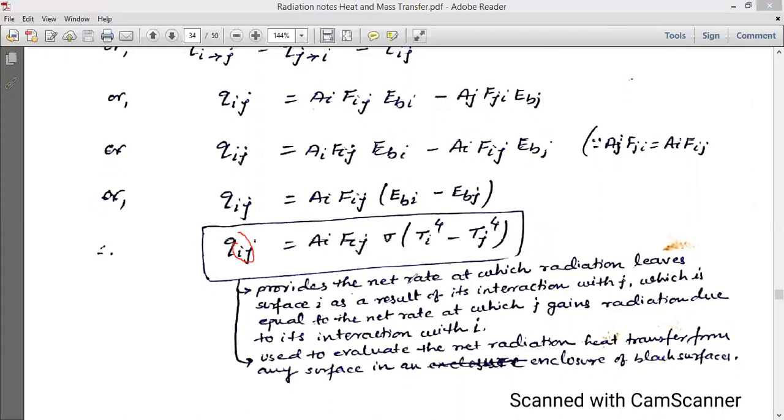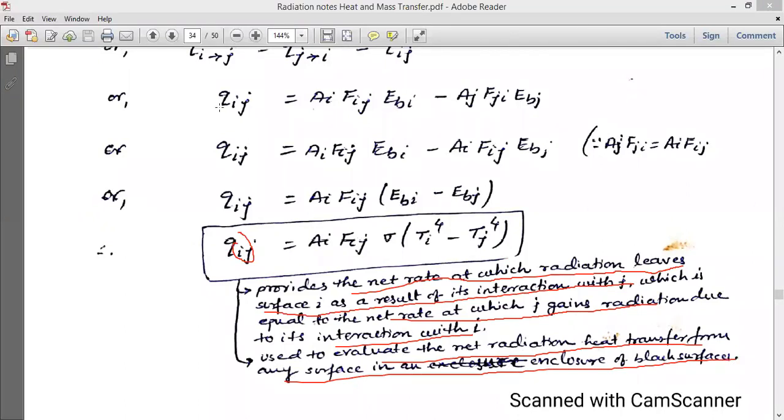That means it provides the net rate at which radiation leaves the surface I as a result of its interaction with J. जब surface I surface J के साथ interact होता है उस समय का net rate देता है. Similarly, that must be equal to the rate at which J gains radiation due to its interaction with I, and it is used to evaluate the net radiation heat transfer from any surface in an enclosure of black surfaces.